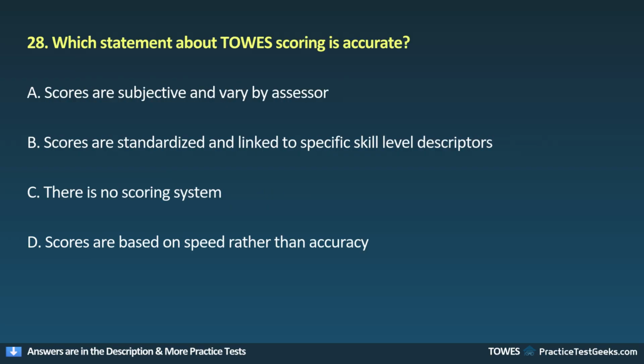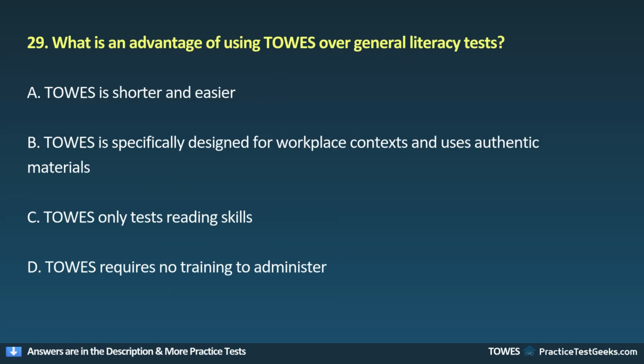28. Which statement about TOWES scoring is accurate? A. Scores are subjective and vary by assessor. B. Scores are standardized and linked to specific skill level descriptors. C. There is no scoring system. D. Scores are based on speed rather than accuracy.